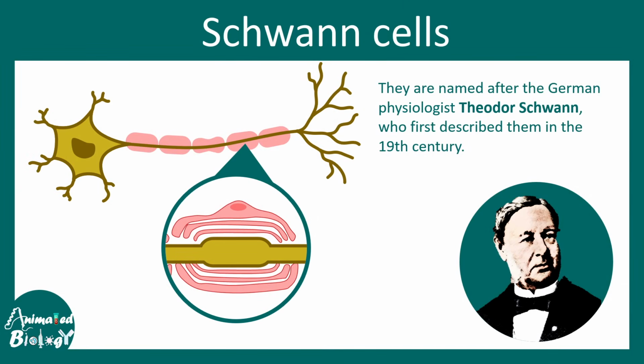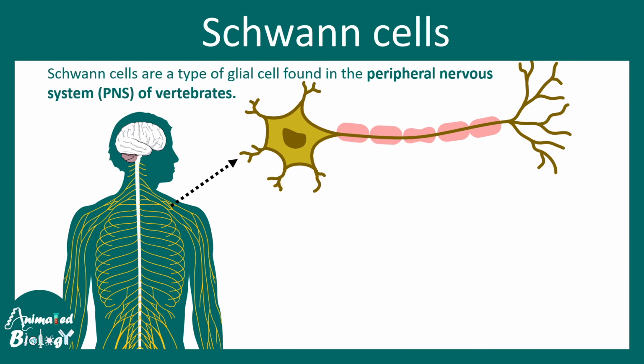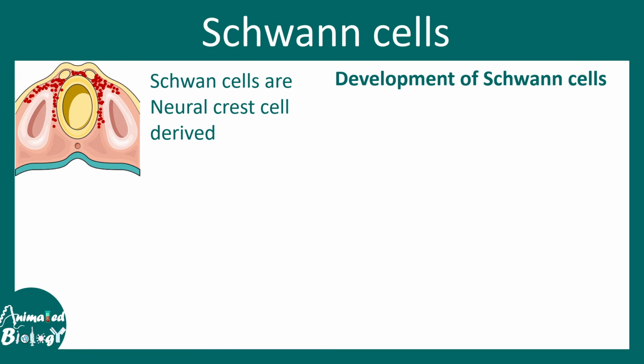Now let's talk about Schwann cells. When we talk about Schwann cells, we deviate our focus from the CNS to the PNS because they are present only in the peripheral nervous system, not in the CNS. They were first named by the German physiologist Theodor Schwann in the 19th century. So these Schwann cells are present in the vertebrate PNS, and one Schwann cell can myelinate only one axon. In contrast, an oligodendrocyte can myelinate multiple axons.